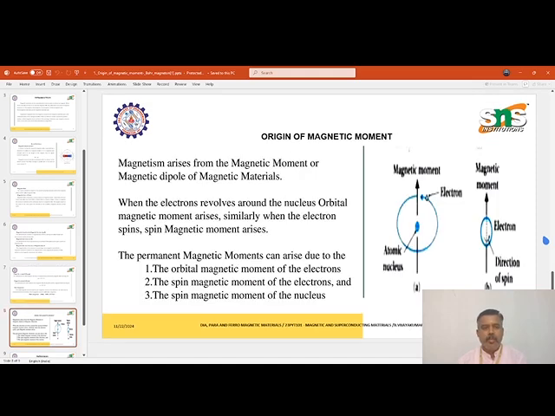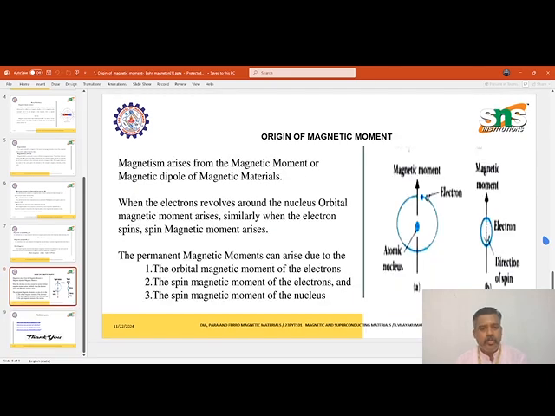Then the origin of magnetic moment is formed in three categories: the orbital magnetic moment, the spin magnetic moment, and the spin magnetic moment of the nucleus. The first two are very important for the origin of magnetic moment in a magnetic material. The third one we do not consider because that is related to the nucleus. One is the orbital and the second is the spin. Especially the spin plays a very important role, because the positive and negative spin values of the electron give different values, and so the moment also changes. So this is all the reference.